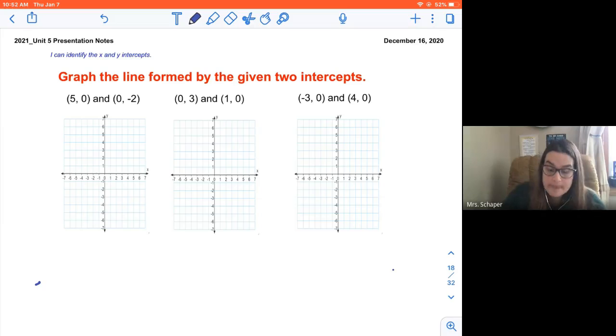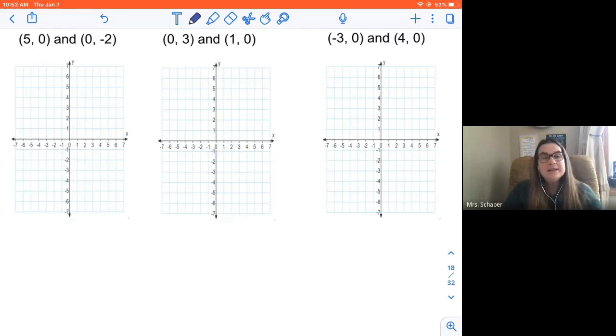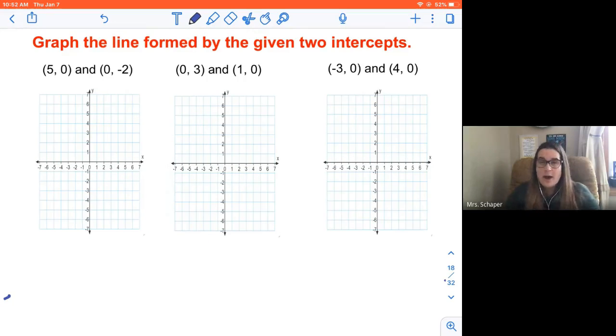So here we go. Intercepts, again, are the spots where the line crosses the x and the y axis. And so we have an x-intercept and a y-intercept. This first point is the x-intercept. The reason I know that is because the y value is 0. So I'm going to plot it on 5, 0. The next point, 0, -2, is the y-intercept. It's where it crosses the y-axis at -2.